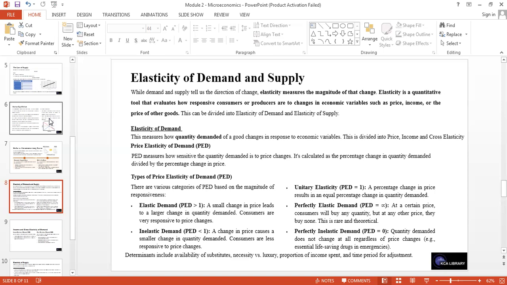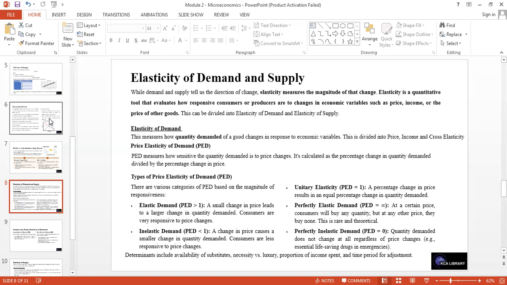It is how sensitive the quantity demanded is to price changes. This is calculated by the percentage change in quantity demanded divided by the percentage change in price. And we have the types of elasticity of demand. We have elastic demand, where the price elasticity is greater than 1. And we have inelastic demand, where the price elasticity of demand is less than 1. And when we talk about unitary elasticity, the price elasticity is equal to 1.